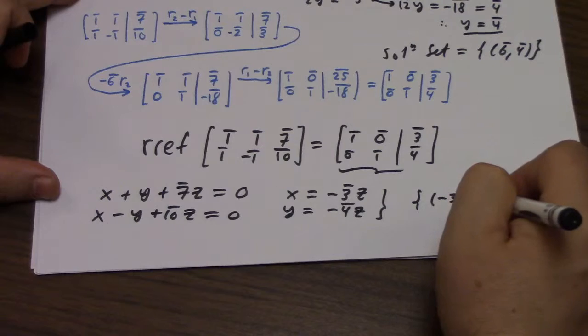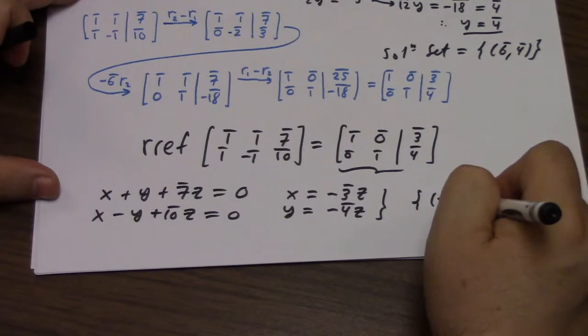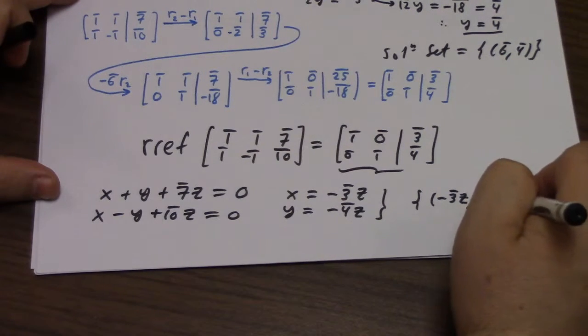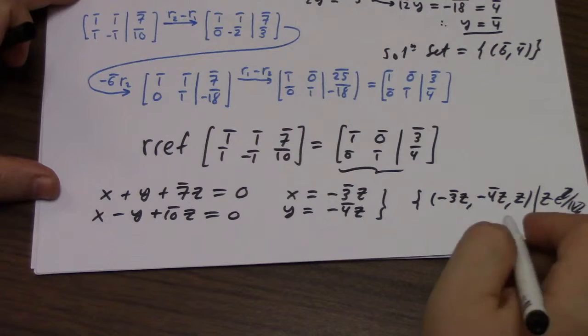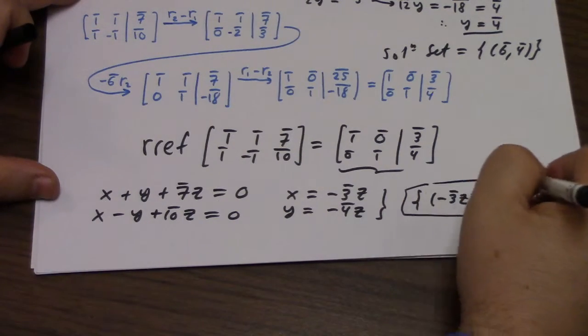minus 3 bar z, minus 4 bar z, such that z is in Z mod 11Z. So this would be the solution set like that.